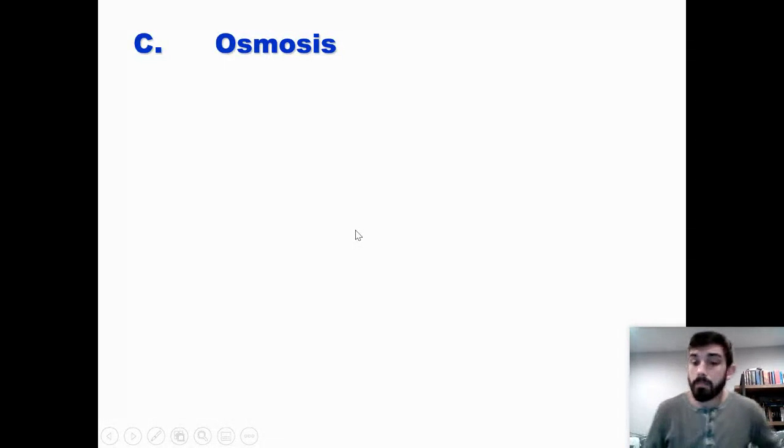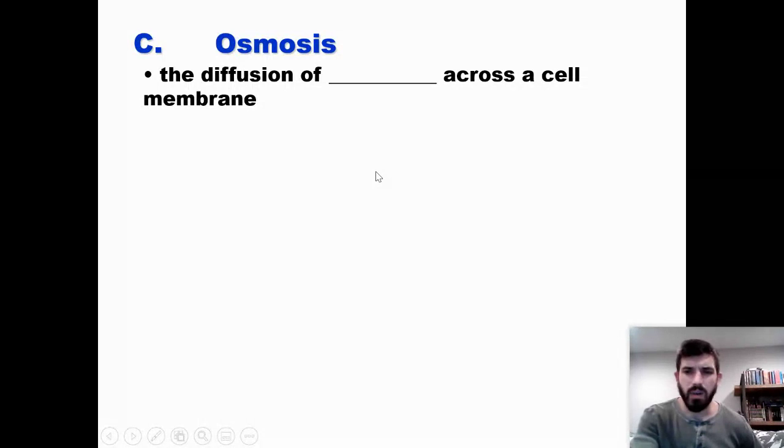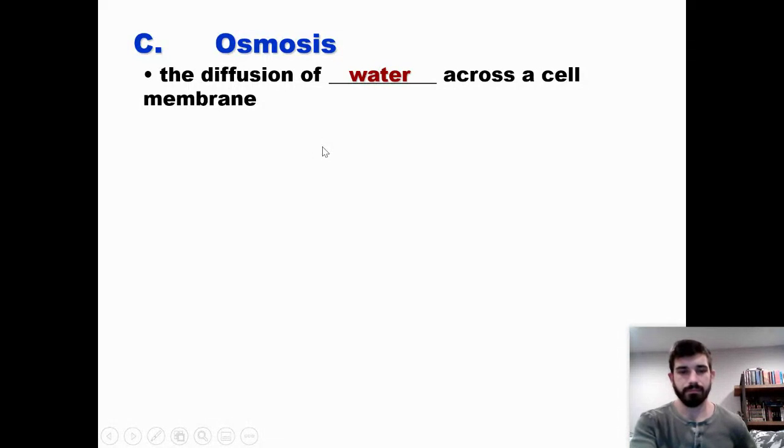All right, so osmosis is another kind of facilitated diffusion. Hopefully you remember what osmosis means. Go ahead and fill in this blank for me. Osmosis is the diffusion of what across the cell membrane? Hopefully you were able to get that right. It is the diffusion of water across the cell membrane. Right.